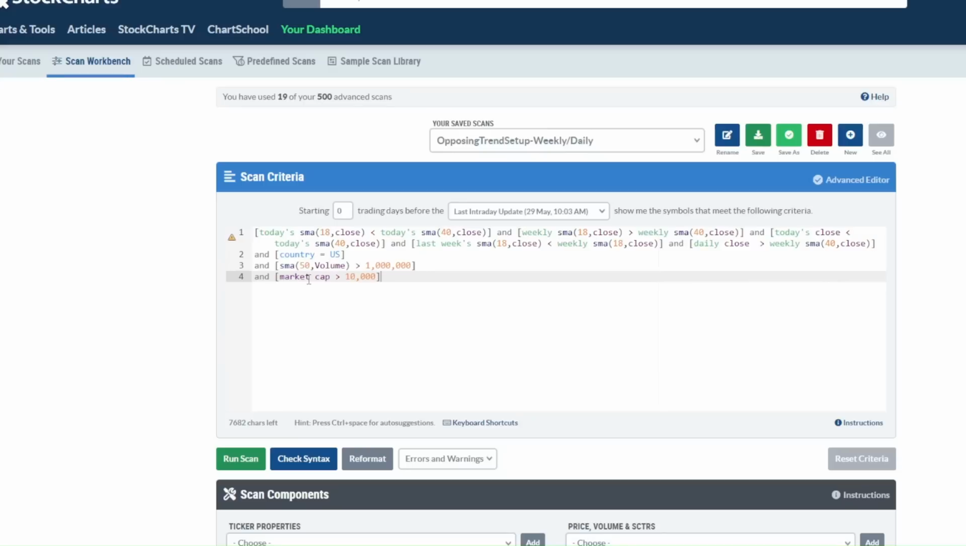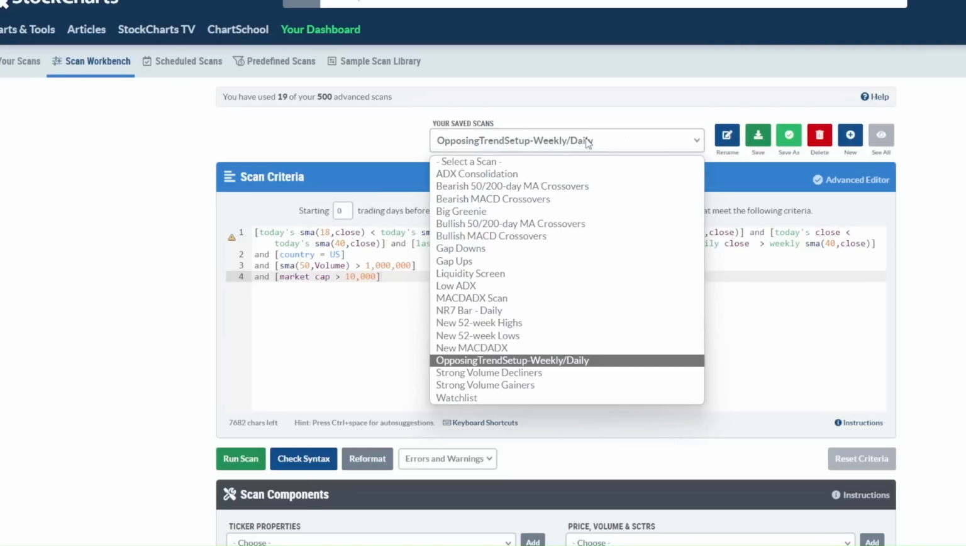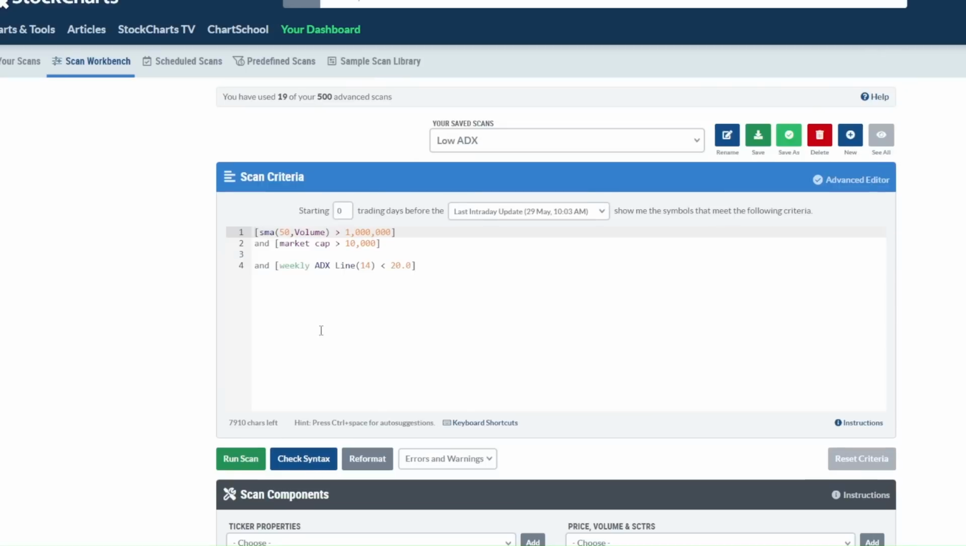Now, I've just done a volume and a market cap screen, but again, you could put in just the S&P list and run it, and I think it'll probably give you a more manageable list. The other thing you can do is this low ADX scan. Again, I've done it just with volume and market cap. You can switch that so you don't have to look at as many stocks.